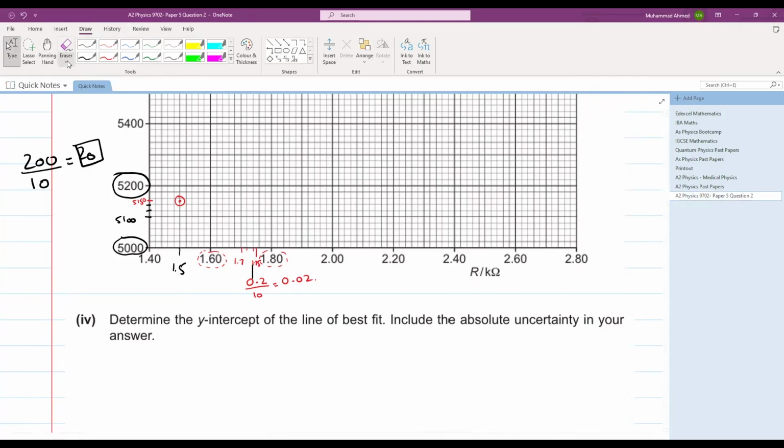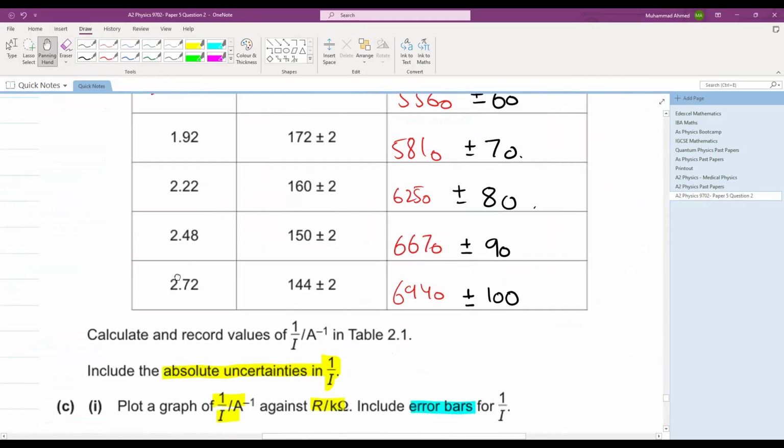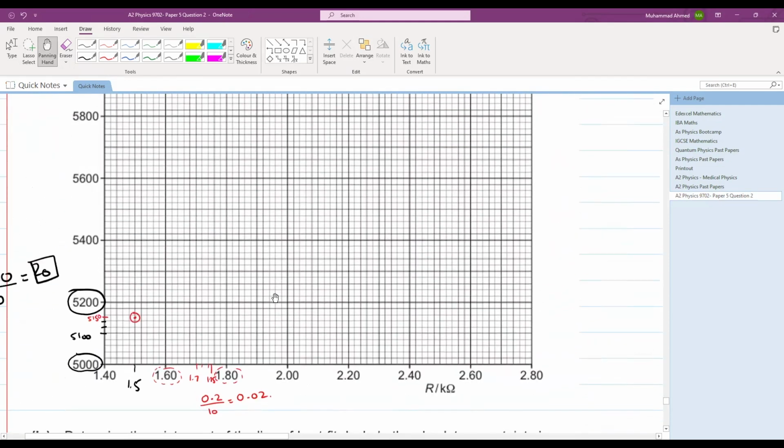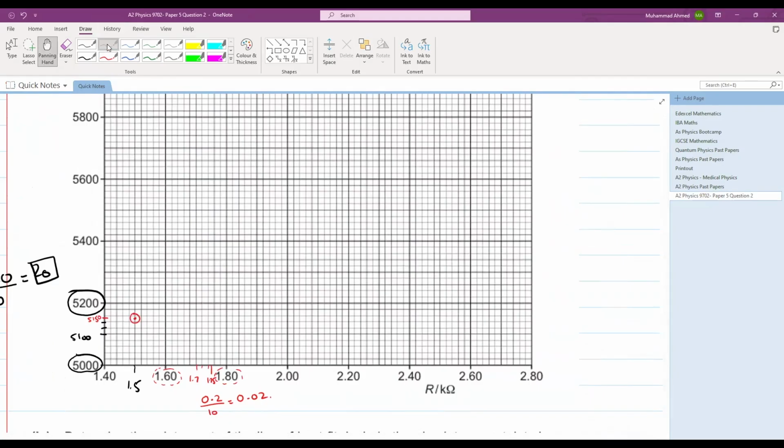Perfect. What is on the y-axis? On the y-axis, we have 5560. Please take extreme care when you are plotting the graph. So this will be your middle value, that is 5500. This will be 5520, 5540, 5560. So you have 5560 at this point, and this will be your correct point. Let's encircle it like this. Perfect. Now let's move on to the third point.